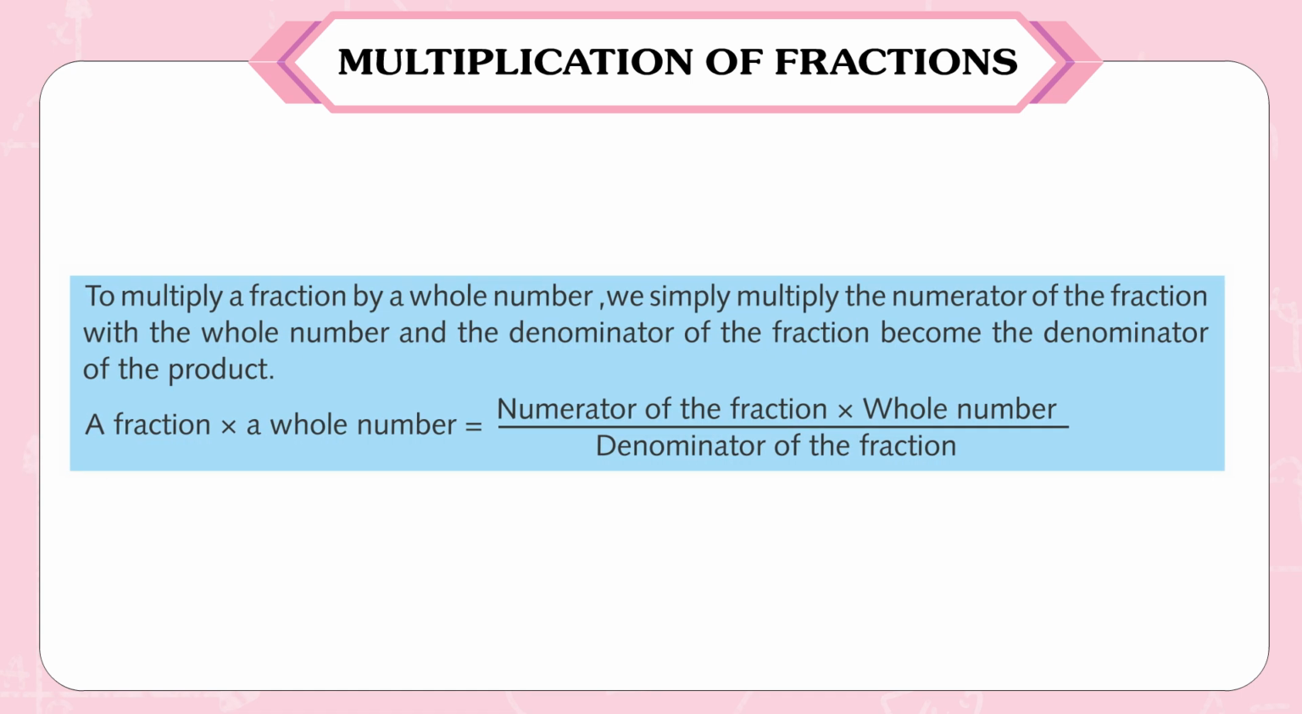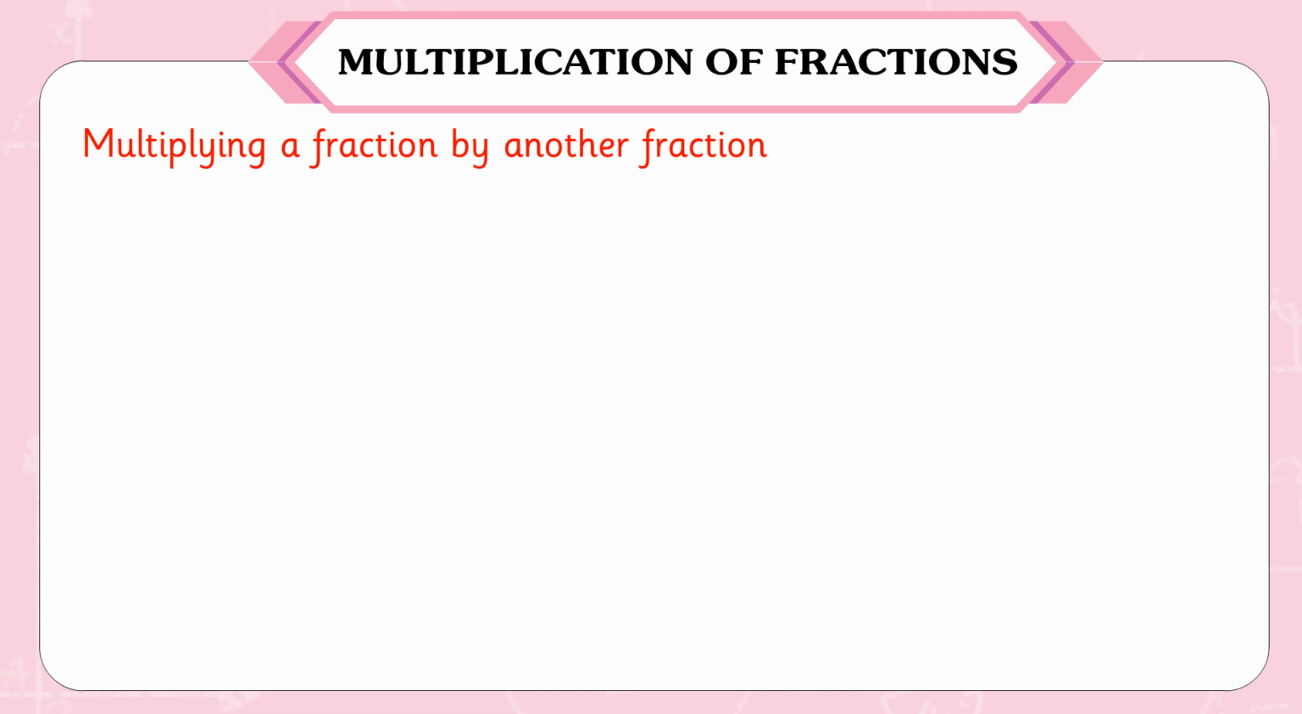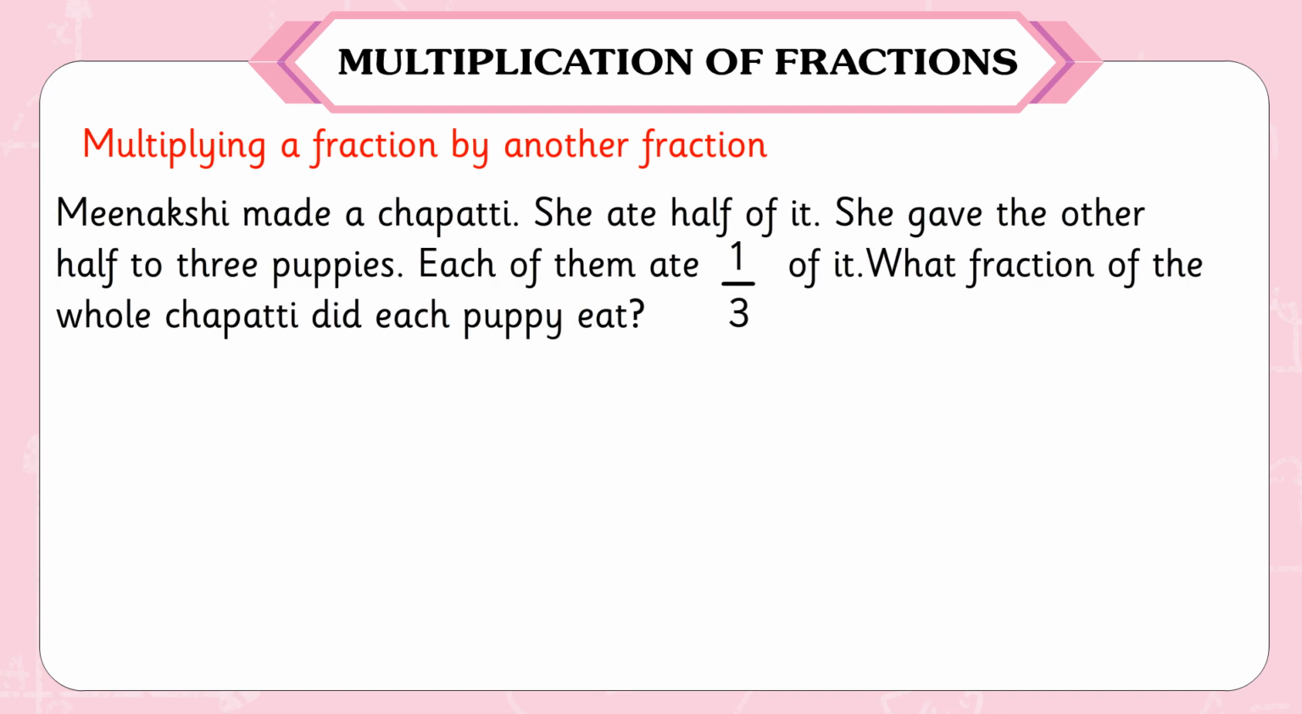3 by 2. To multiply a fraction by a whole number, we simply multiply the numerator of the fraction with the whole number and the denominator of the fraction becomes the denominator of the product. A fraction into a whole number is equal to numerator of the fraction into whole number upon denominator of the fraction. Multiplying a fraction by another fraction.